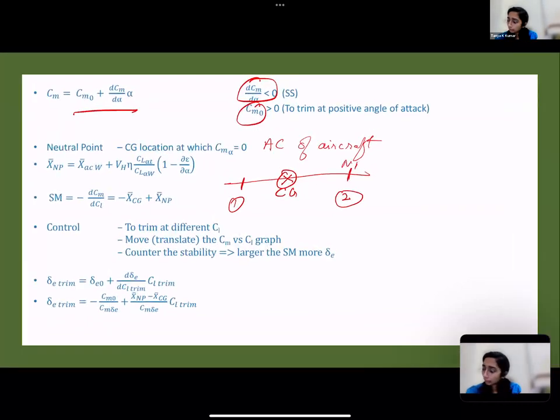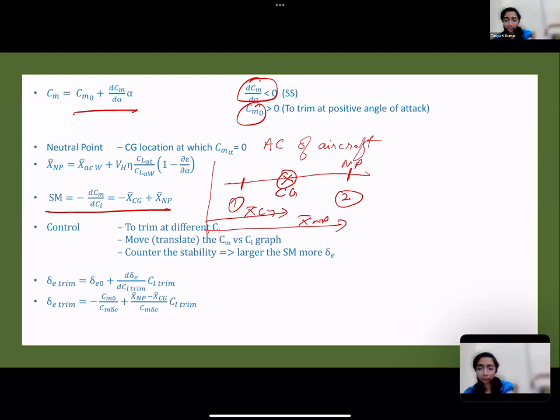For a stable aircraft, this is the neutral point. So will your static margin be positive or negative? Look at this equation and tell me. If this is your reference point, this is your X bar CG, and this is your X bar NP, right? So X bar NP minus X bar CG is positive. So static margin will be positive for a stable aircraft.